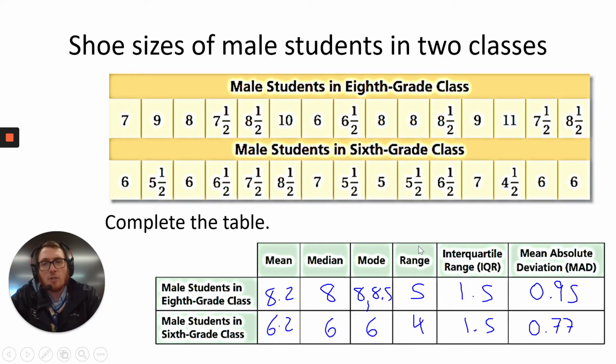Now this is shoe size. So this is the size of kids in the 8th grade and kids in the 6th grade. And then we'll use that to help compare some things about this information. If it was a homework question, you may have to find all these pieces. So you have to order the numbers for the median, for example, and find the IQR. But for the sake of time, I went ahead and found all those pieces for this example.